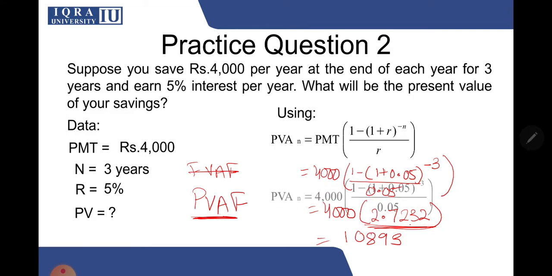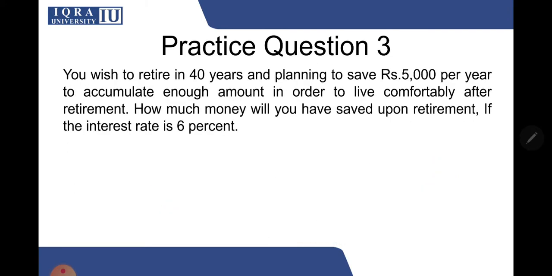So moving ahead. Now this practice question says that you wish to retire in 40 years and are planning to save 5,000 per year to accumulate enough amount in order to live comfortably after retirement. How much money will you have saved upon retirement if the interest rate is 6%?